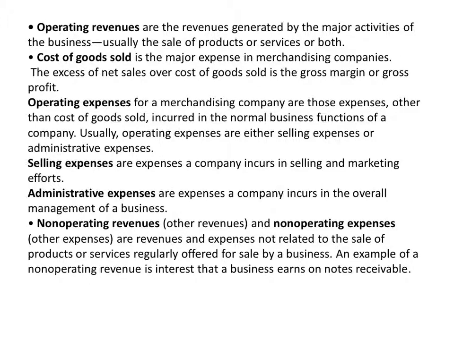So in this section then we are introduced to a number of new terms. First of all, operating revenues are revenues generated by the major activities of the business. That is, the selling of products or services or both. A new term called the cost of goods sold. This is an expense. It is the cost of the merchandise that I paid for that I sold to my customer. Now we have operating expenses, and operating expenses are all those other expenses other than the cost of goods sold that I incur normally in running my business, rent and selling and marketing. But then we divide those into the operating expenses that are selling and the operating that are administrative.